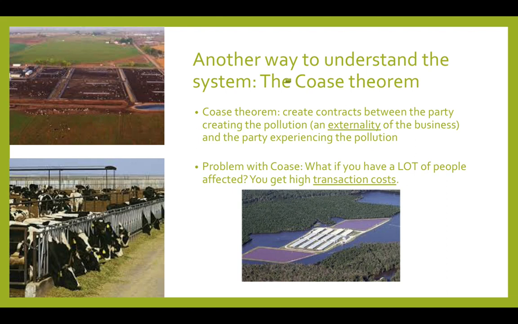So the Coase theorem works great if you just have a couple of parties. But when you start having a lot of people who are being affected by the pollution, the Coase theorem doesn't work nearly as well. So contracts between two parties only work well between two parties. Once you start to get a lot of people, it gets far too expensive.